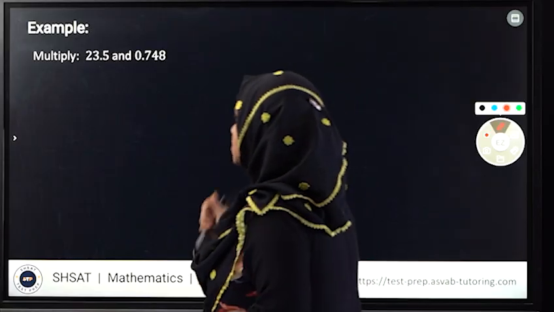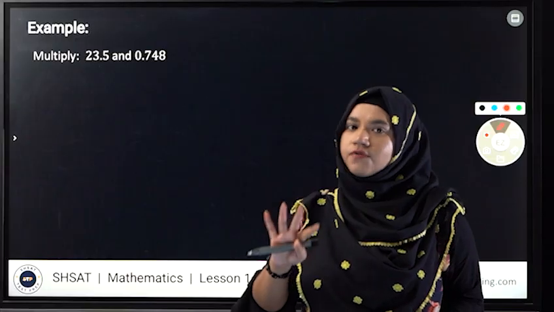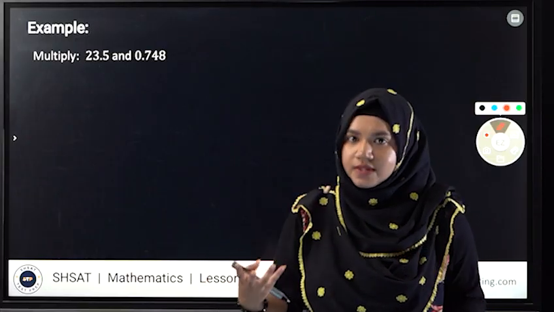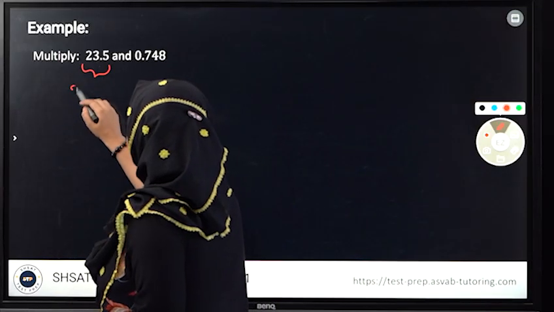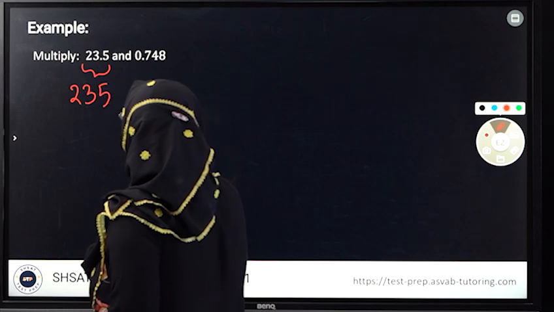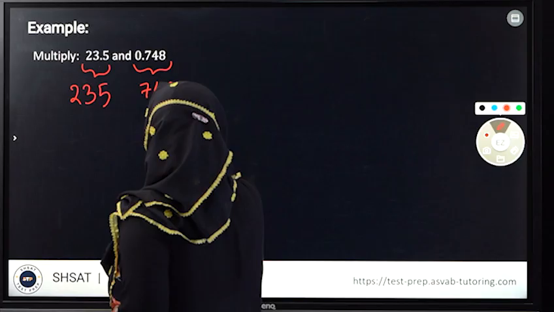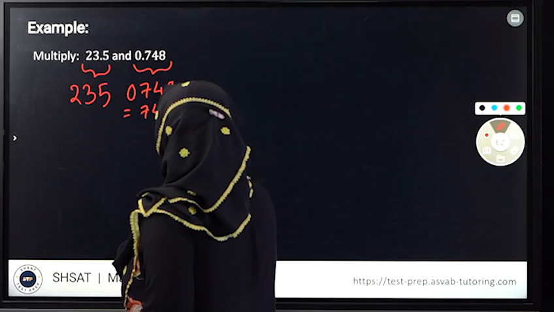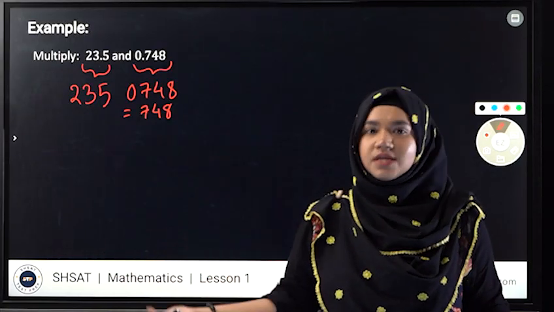as we can see here. The first thing that you need to identify is, for multiplication of any sort of decimal, we need to first of all imagine like the decimal is not even there. So 23.5 with the decimal removed is now 235, right? 0.748 with the decimal removed is now 748, because any number that has a 0 in front is basically the same number. It's like 02 or even 007. 007 is just 7 itself.